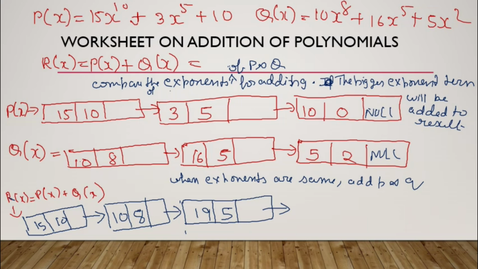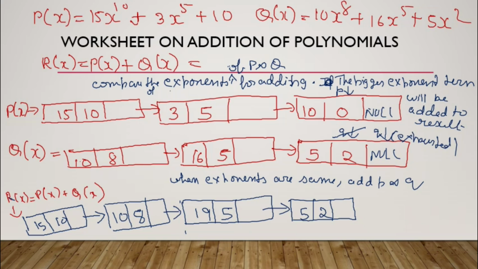So now p will be here and q will be here. Now again comparison will happen. We know that q is bigger, so q will be copied. So what do you have in q? You have 5 and 2, that is 5 is an exponent, 2 is a coefficient. Now q will be deleted from here and q will go to null. That is q is exhausted.